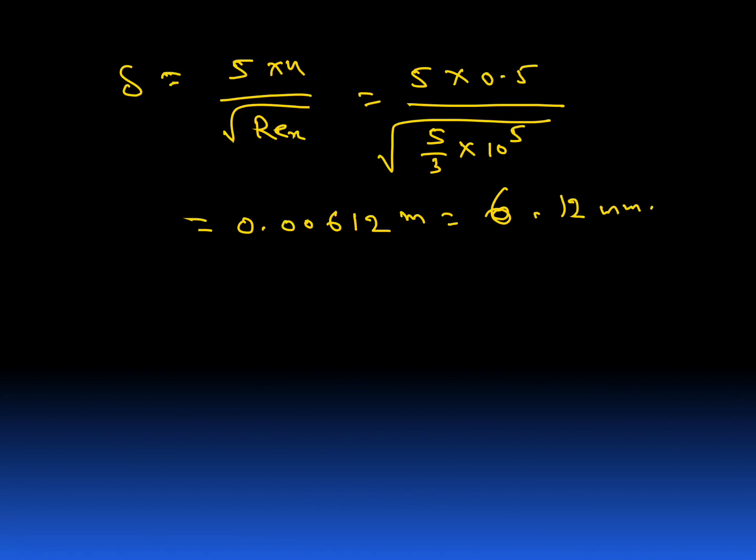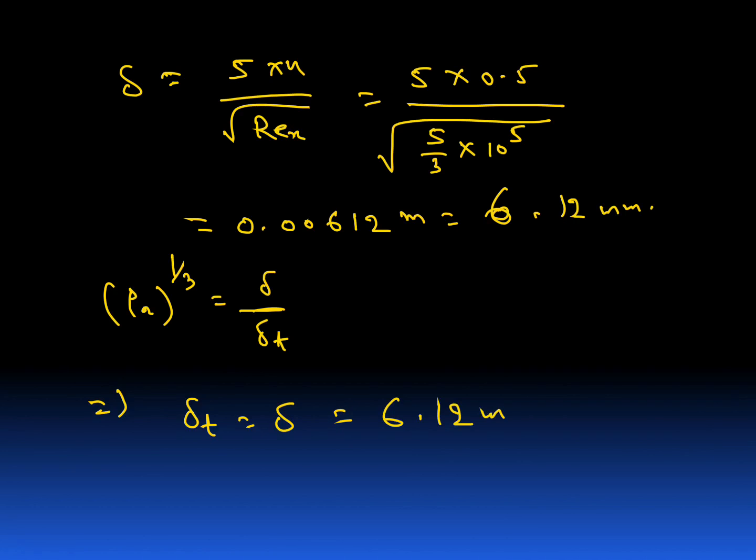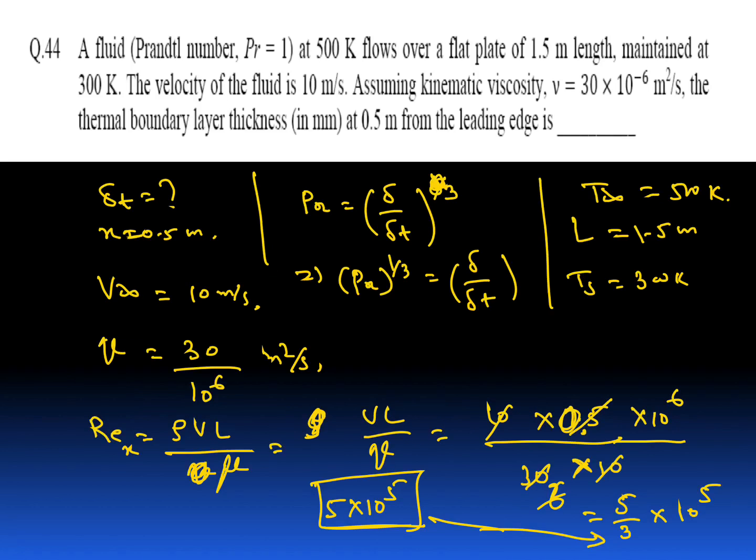Prandtl number given, Pr to the power 1 by 3 is delta by thermal boundary layer thickness. Prandtl number is 1, so delta T equal to delta, 6.12 mm. This is your answer. This is a fill in the blanks type question, so 6.12 mm is your answer. Here first we have to calculate Reynolds number, then the type of flow, then boundary layer, and from there you will calculate thermal boundary layer.